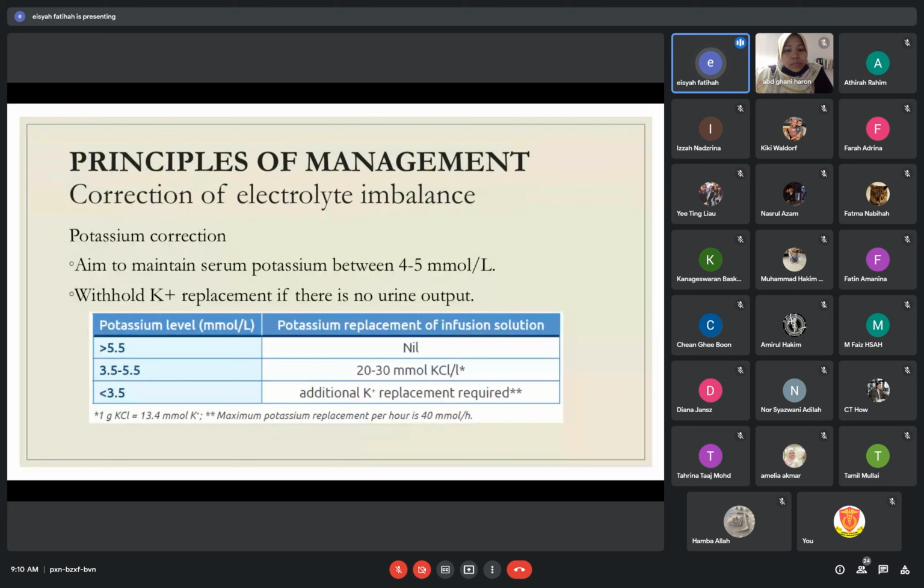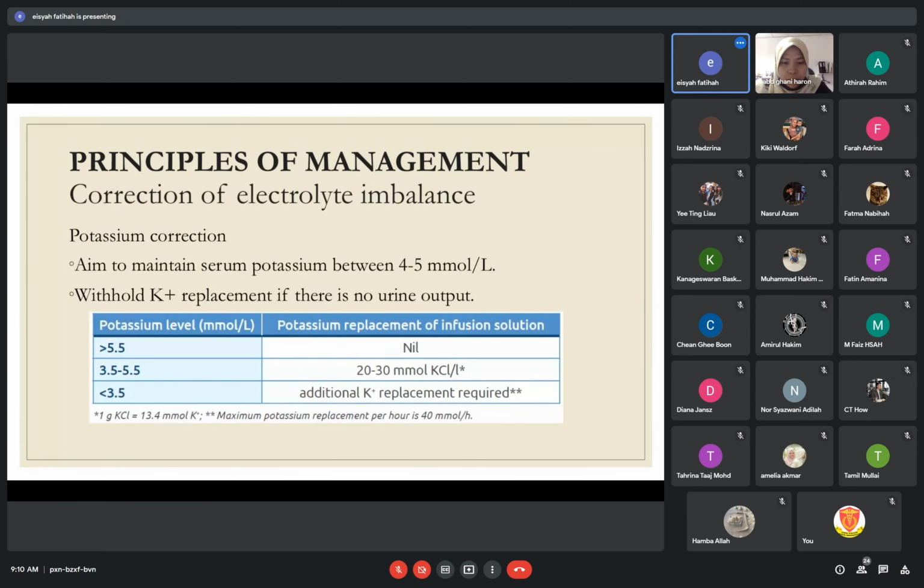Okay, next is correction of electrolyte imbalance. The most important is potassium correction because we want to give insulin, so we need to correct the potassium. We maintain the serum potassium between 4 to 5, and we should withhold potassium replacement in case there is no urine output.